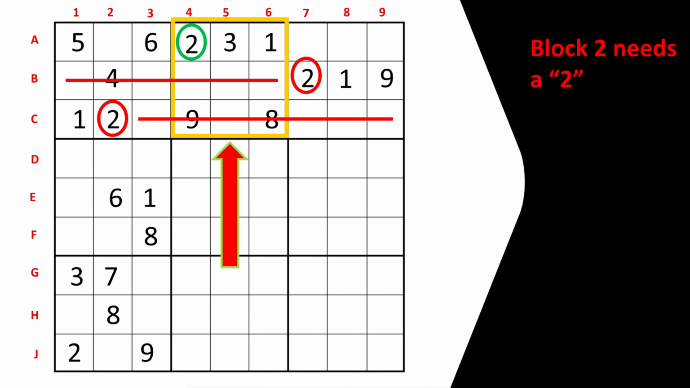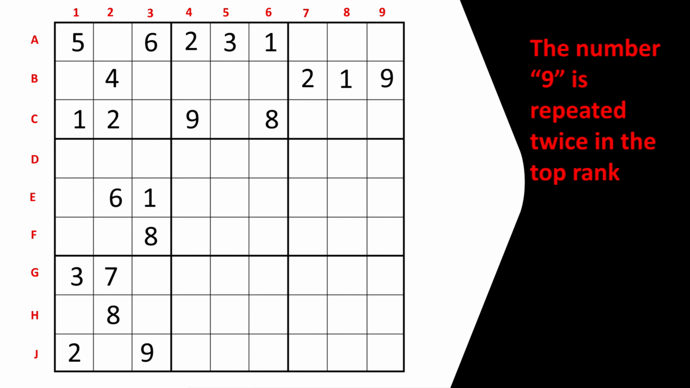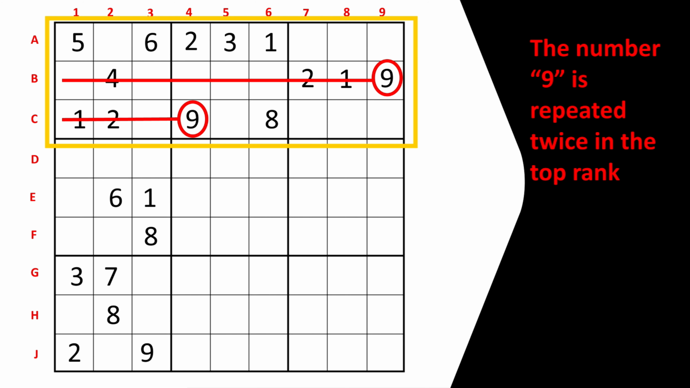Obviously, you can't solve most puzzles using only scanning, but it should be the first technique you use to fill in as many cells as you can. Keep repeating this process for the numbers 1 through 9. So if we continue on, we see that in the top rank the number 9 appears twice. So where can we place the missing number 9? It would go here in row A, column 2, right?